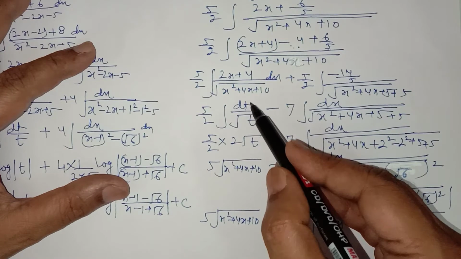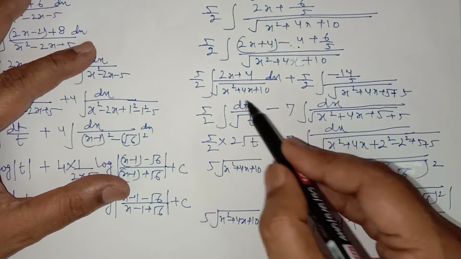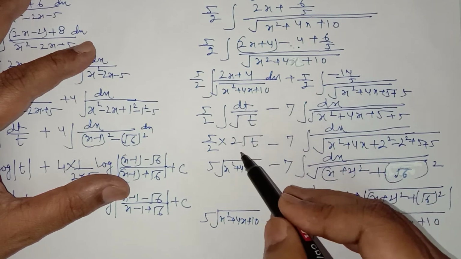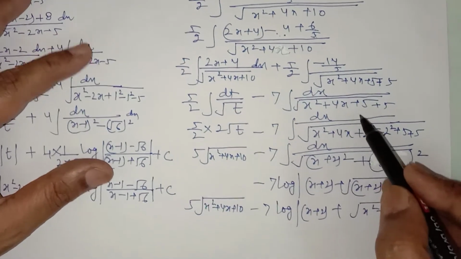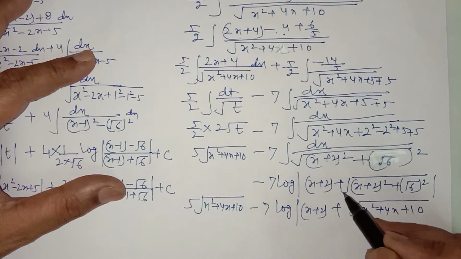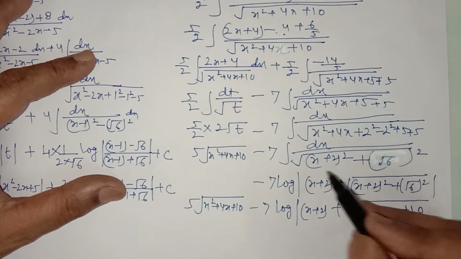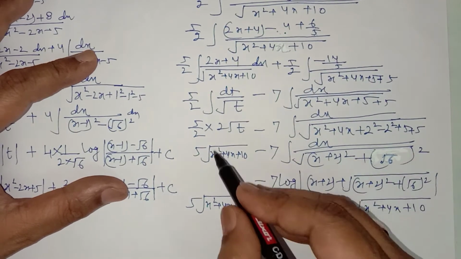So you can integrate 1 upon root t. You know how to integrate 1 upon root t. You take your own space and a rough column to integrate this. 1 upon root t, the integration is 2 root t, and it is a special integral of 1 upon under root x square plus a square, which is log x plus under root x square plus a square. In place of x we have x plus 2, in place of a we have root 6. Replace the value of t.